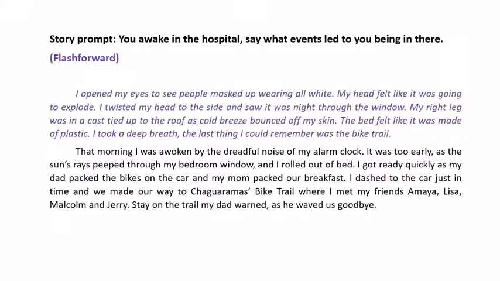So we are looking again at a story prompt. This is another essay prompt: you awake in the hospital, say what events led you to being there. In this one, the person uses a flash forward.